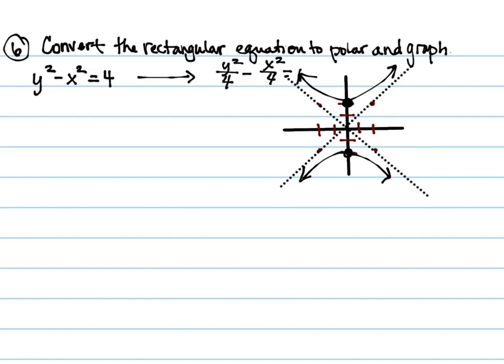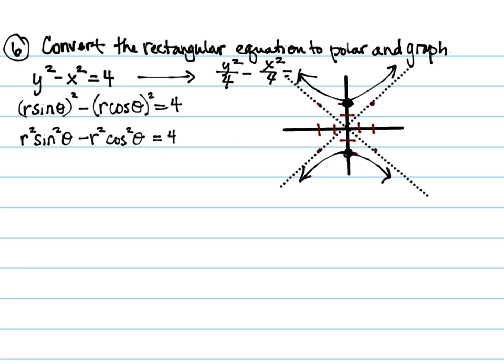Okay, let's go over to the converting part. So what is y? Go back to your list. What is y? R sine theta. So I can write in here (r sine theta) squared. What is x? R cosine theta squared, and it equals 4. So technically speaking, that's going to be the polar form, but we're going to clean it up because that's a mess. So now I have r squared sine squared theta minus r squared cosine squared theta equals 4.